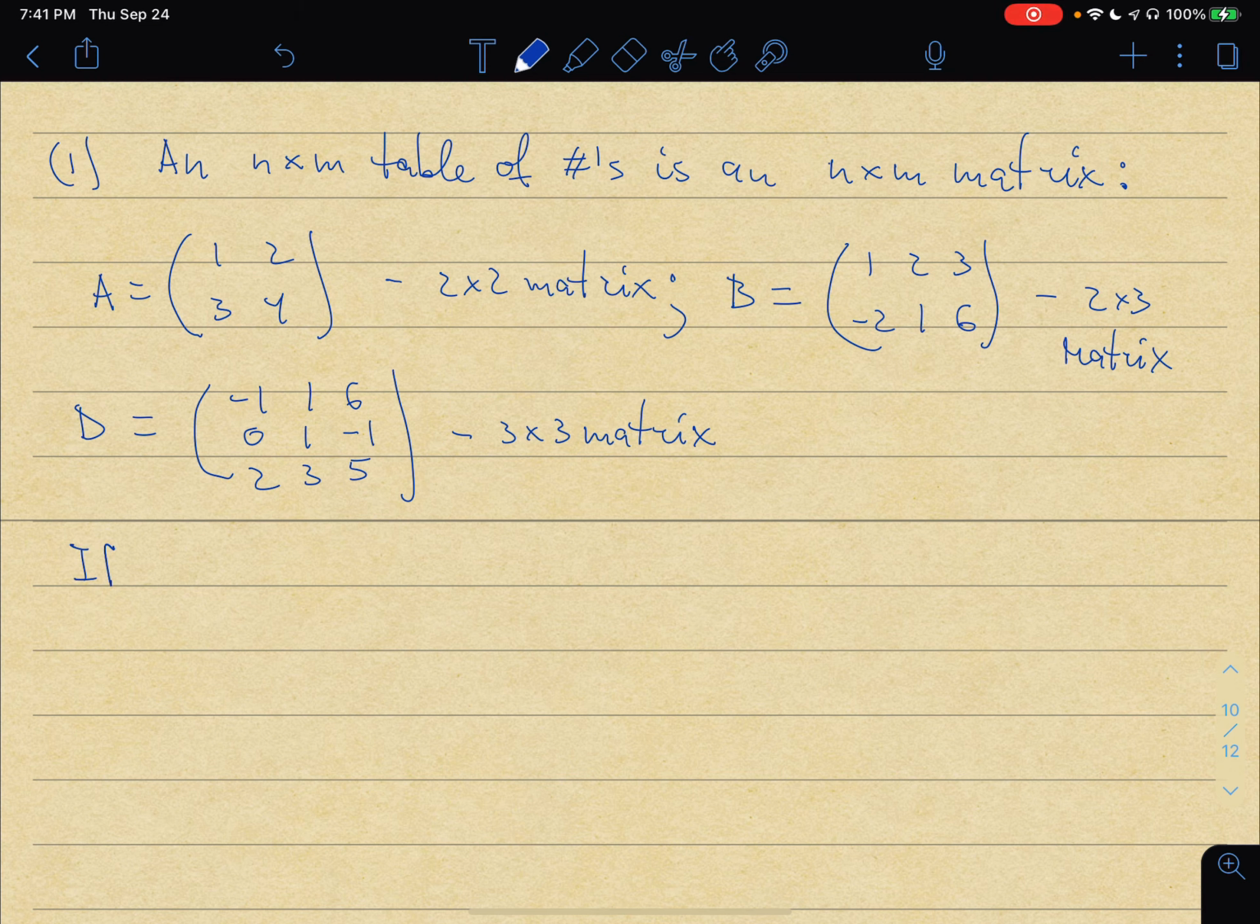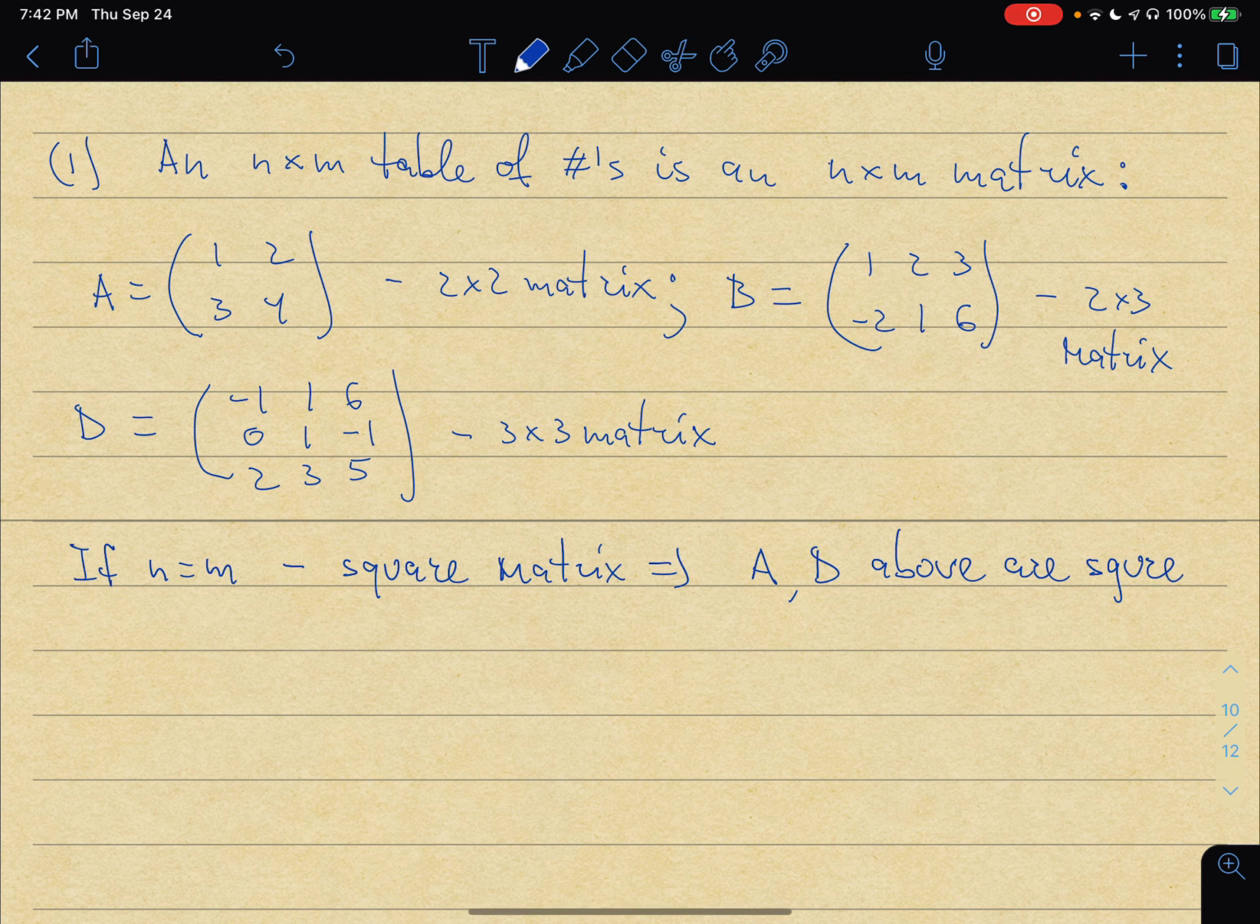If n is equal to m, then we have a square matrix. So then A and D on the previous page are square matrices, while B is not a square matrix.